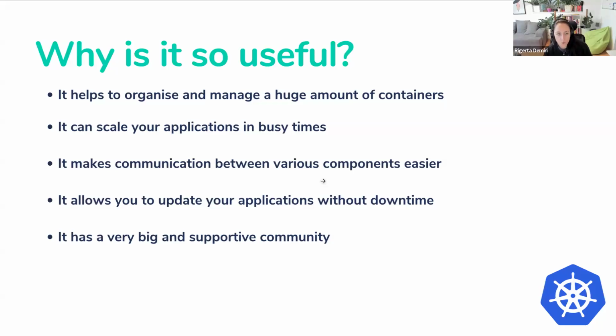Why is Kubernetes so useful? It is useful because it helps us organize and manage a huge amount of containers that any enterprise level company has to manage in their daily business. It can scale the applications in busy times, as we said, by providing load balancing, by deploying the same container in multiple places, multiple times, even on different ports, as we saw before. It also makes communication between various components easier, so you can also make multiple containers communicate with each other.